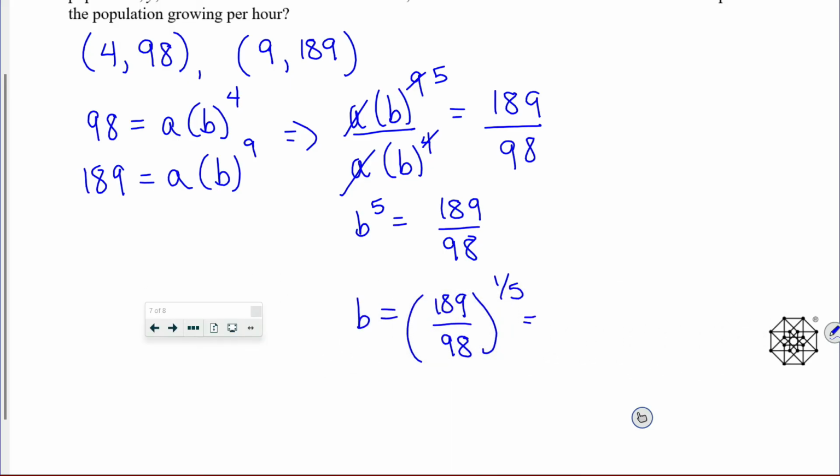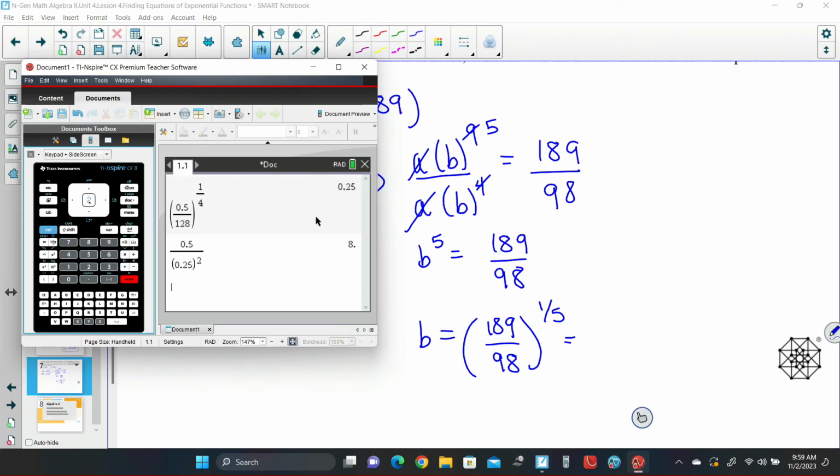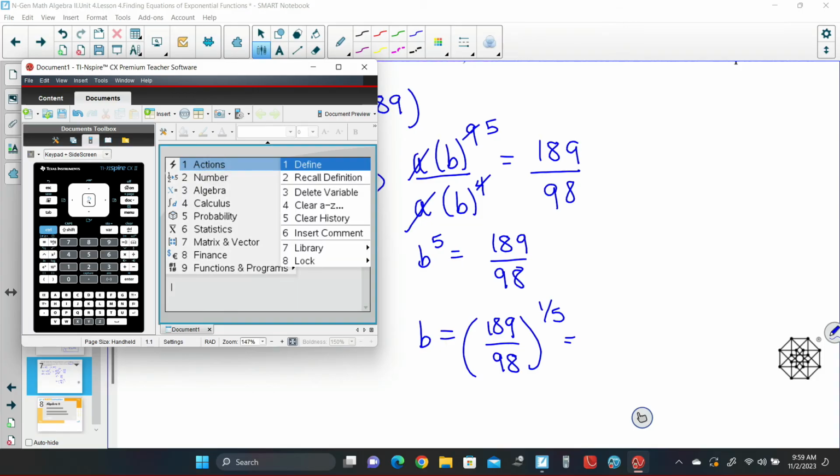Okay, and again, let's talk about a little calculator technique here. All right. Bring my calculator out. Let me just clear my history out.